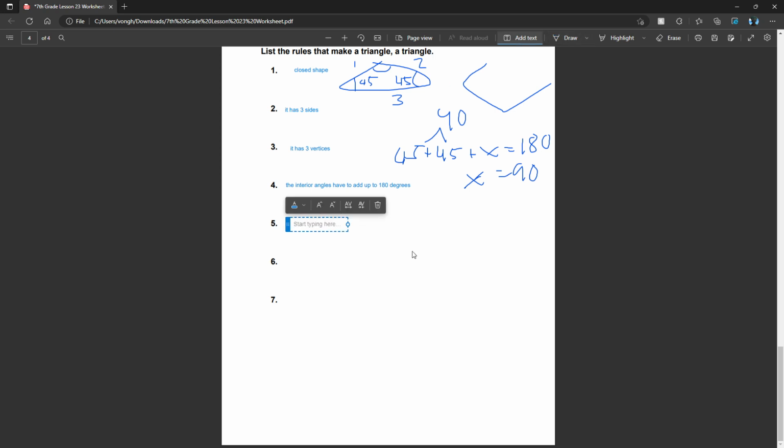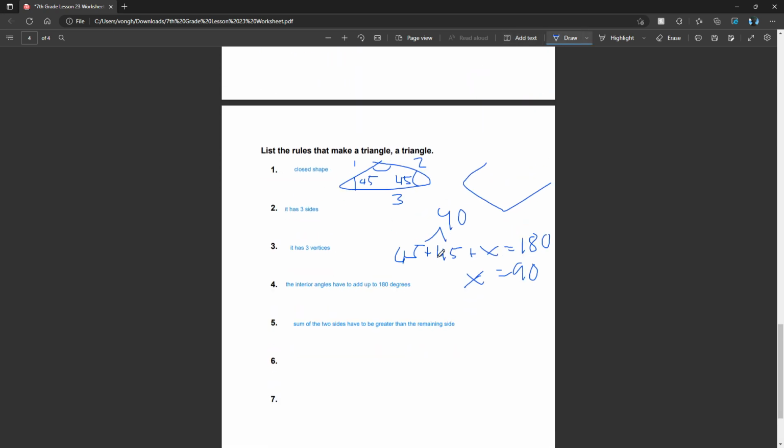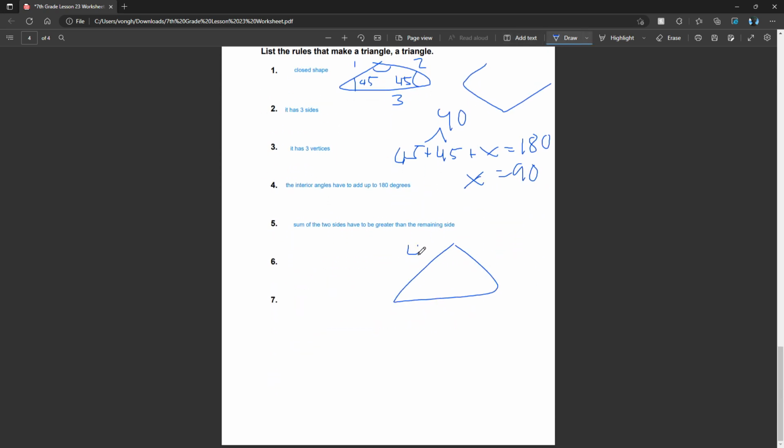So next thing, the sum of any 2 sides has to be greater than the remaining side. Say there was a triangle with sides 4, 3, and 5. In order for this to make a triangle, you can take two sides and add them, and it's always going to have to be greater than the other side. So 4 plus 3, that's 7, and 7 is greater than 5. Or 4 plus 5, that's 9, and 9 is greater than 3. Or 3 plus 5, that's 8, greater than 4. If it can do that, then that's going to be a triangle.